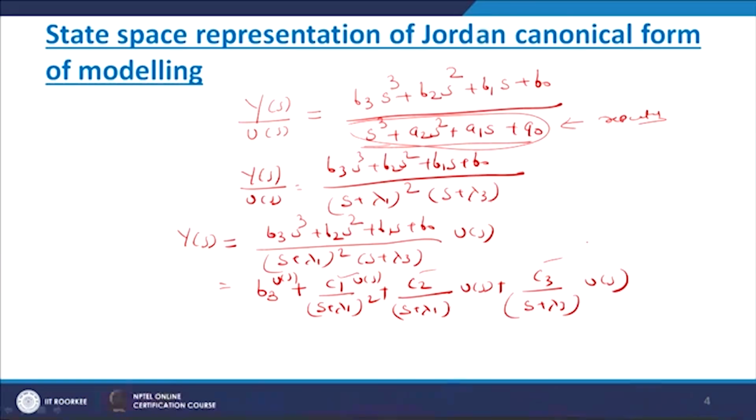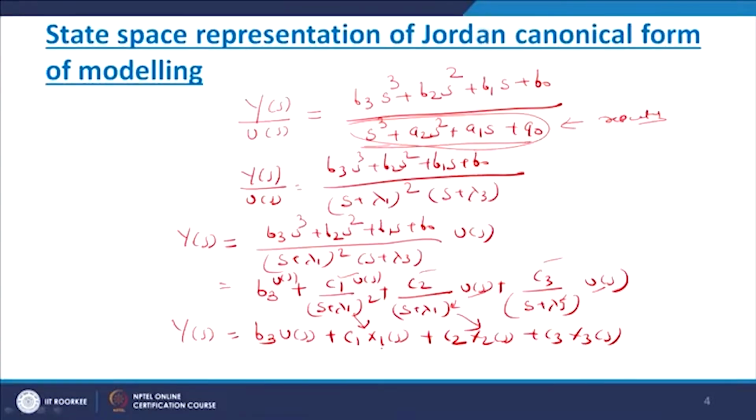Now we can represent this transfer function Y(s) equals b3 into U(s) plus c1 into X1(s) plus c2 into X2(s) plus c3 into X3(s). What we have done here is that U(s) divided by (s plus lambda 1) square we represent as X1(s), then U(s) divided by (s plus lambda 1) we represent as X2(s), and U(s) divided by (s plus lambda 3) we represent by X3(s).